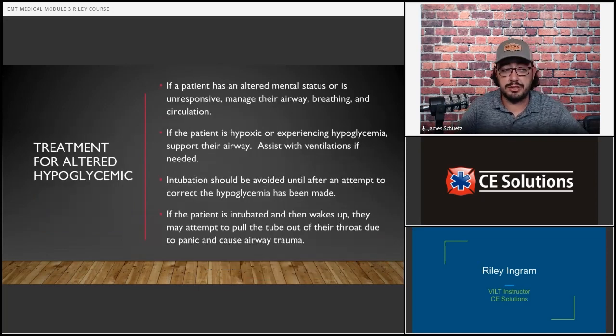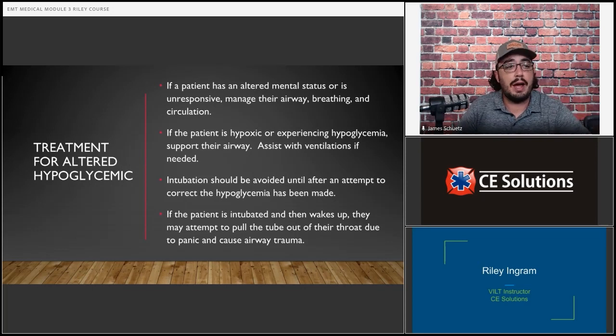All right, so for your altered hypoglycemic patients, so these patients that have altered mentation, if they have altered mental status or are unresponsive, we're going to need to manage their airway, breathing, and circulation. Start with your BLS techniques first, okay? We don't want to intubate these diabetic patients because if we fix the blood sugar, they're going to wake up, right? And if we've got them intubated and they wake up and they start ripping things out of their mouth, they can do a lot of trauma.